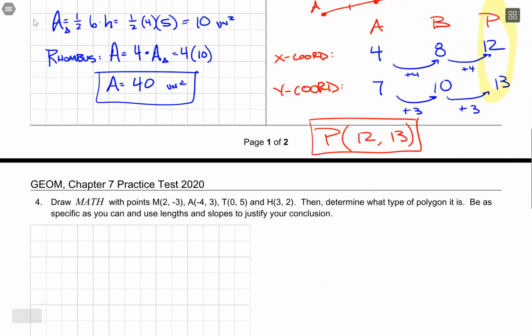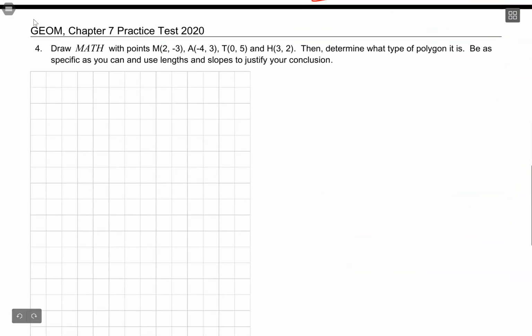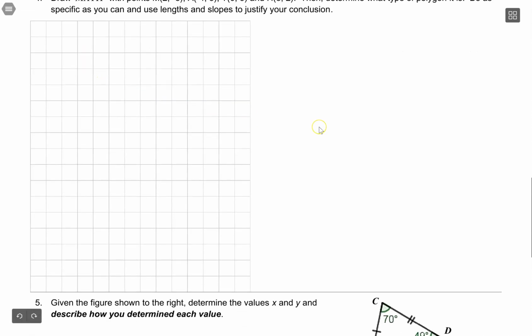Okay, let's jump into page 2. Question number 4. Draw MATH with the points M(2, -3), A(-4, 3), T(0, 5), and H(3, 2). So let's go ahead and do what every student likes to do, and that is just draw our x and y axes right down the middle of the paper.